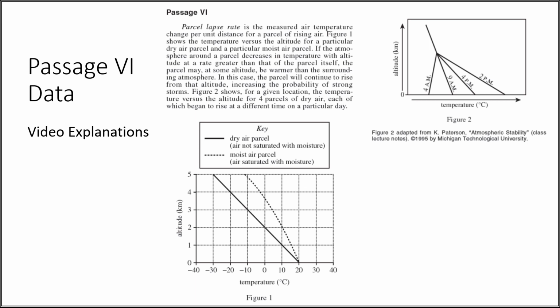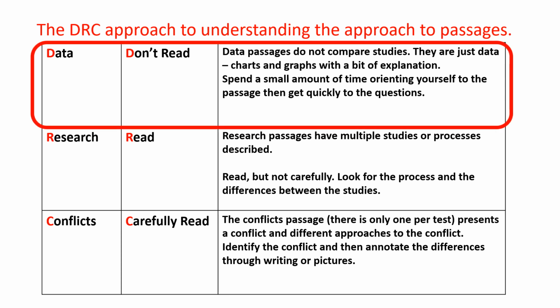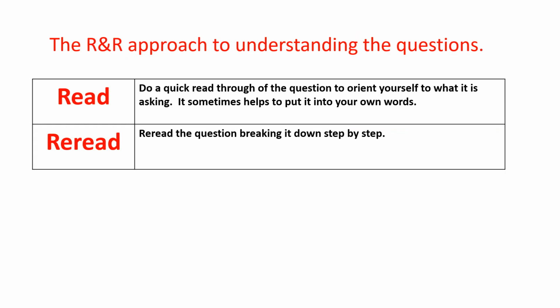This passage 6 is a data passage because we don't see anything other than data. We're not comparing two studies. Our DRC approach, D stands for data, which means don't read, maybe orient yourself, and then quickly get to the questions. Our R and R approach means we're going to read and then reread the question, breaking it down as we go. In the second step, the first read is just to give an idea of what is being asked.